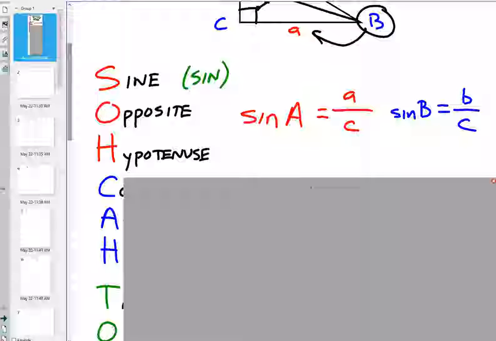Don't focus on the letters. This is just one example that I gave you, and I happen to use those letters. Okay? Yeah, the little letters are representing lengths. So yes, you would see numbers in those places.